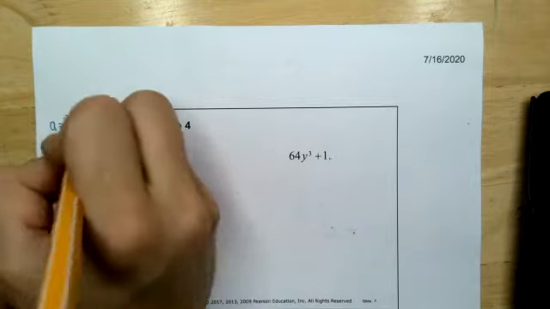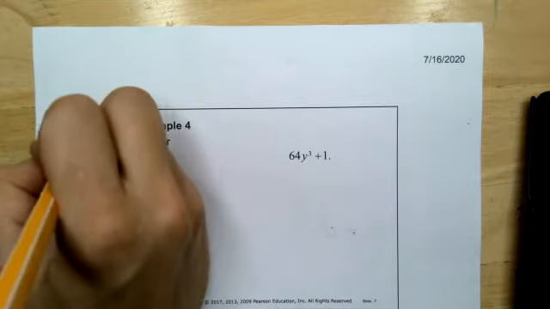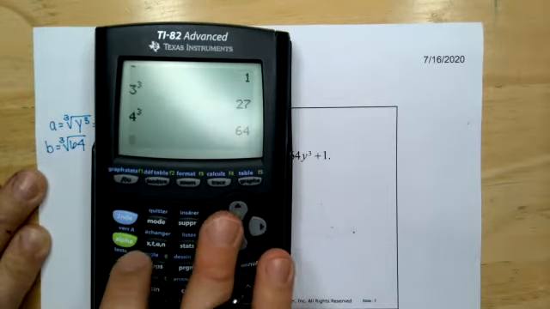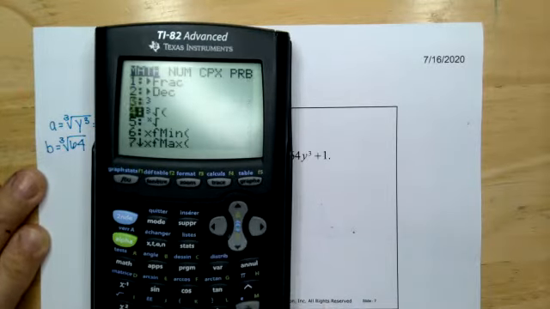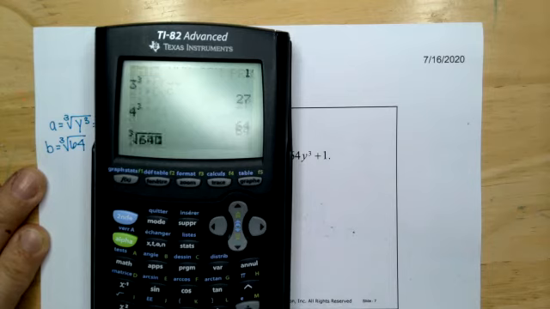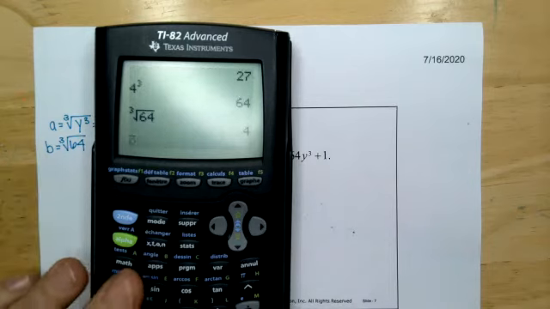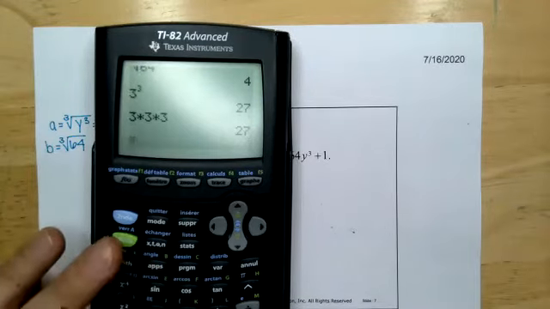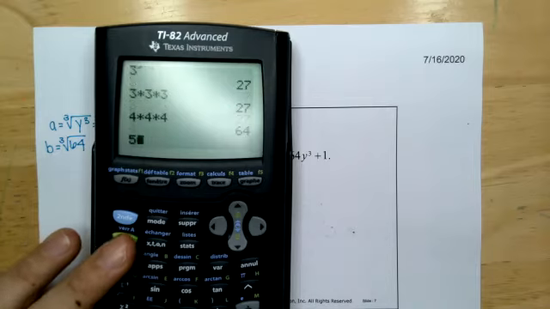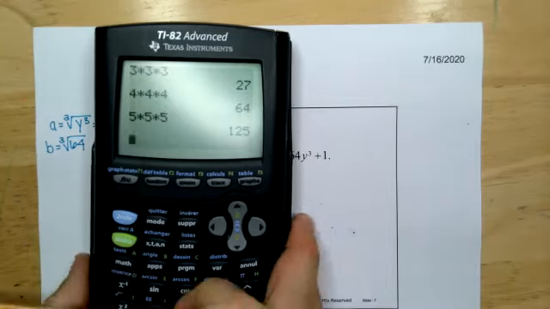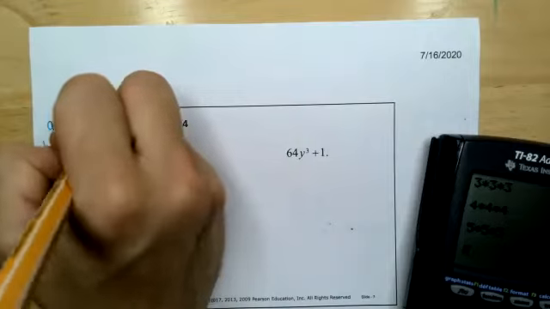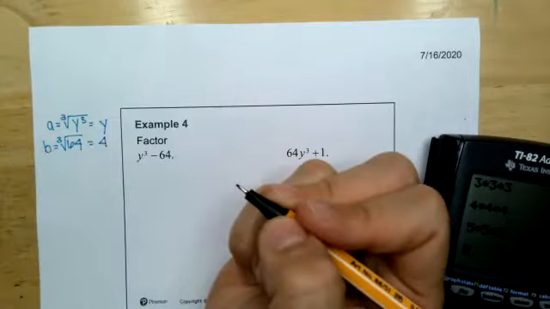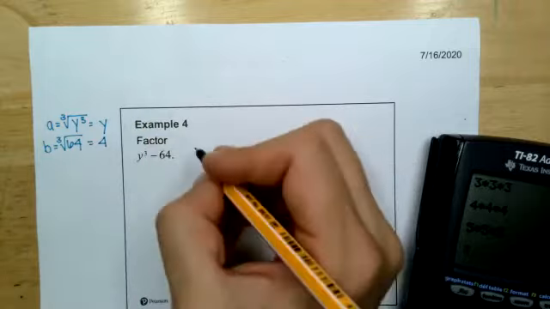B is the cubed root of 64. So you can take your calculator and put in the cubed root of 64, or you can just try 3 cubed, or even 3 times 3 times 3, 4 times 4 times 4, right? 5 times 5 times 5, if you want to do it that way. So the cubed root of 64 is 4. So A is y, B is 4.